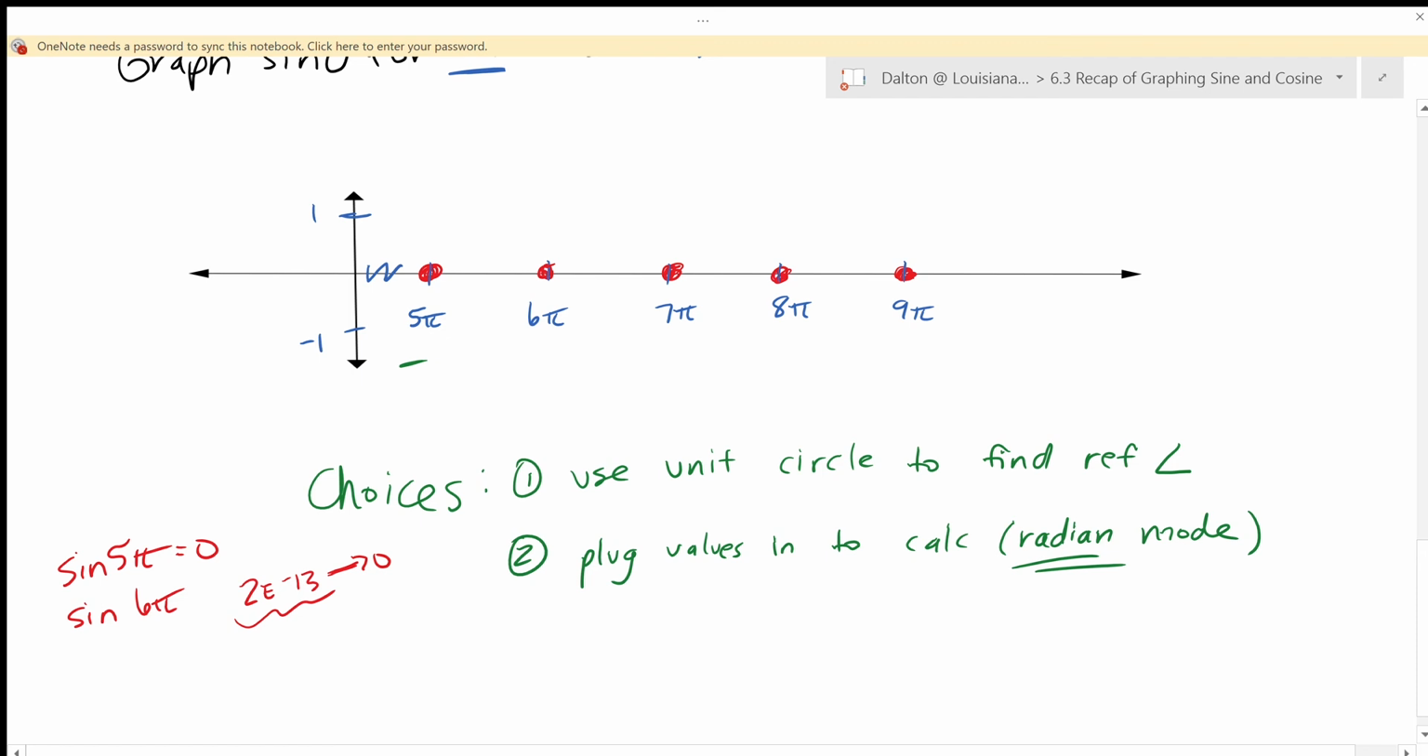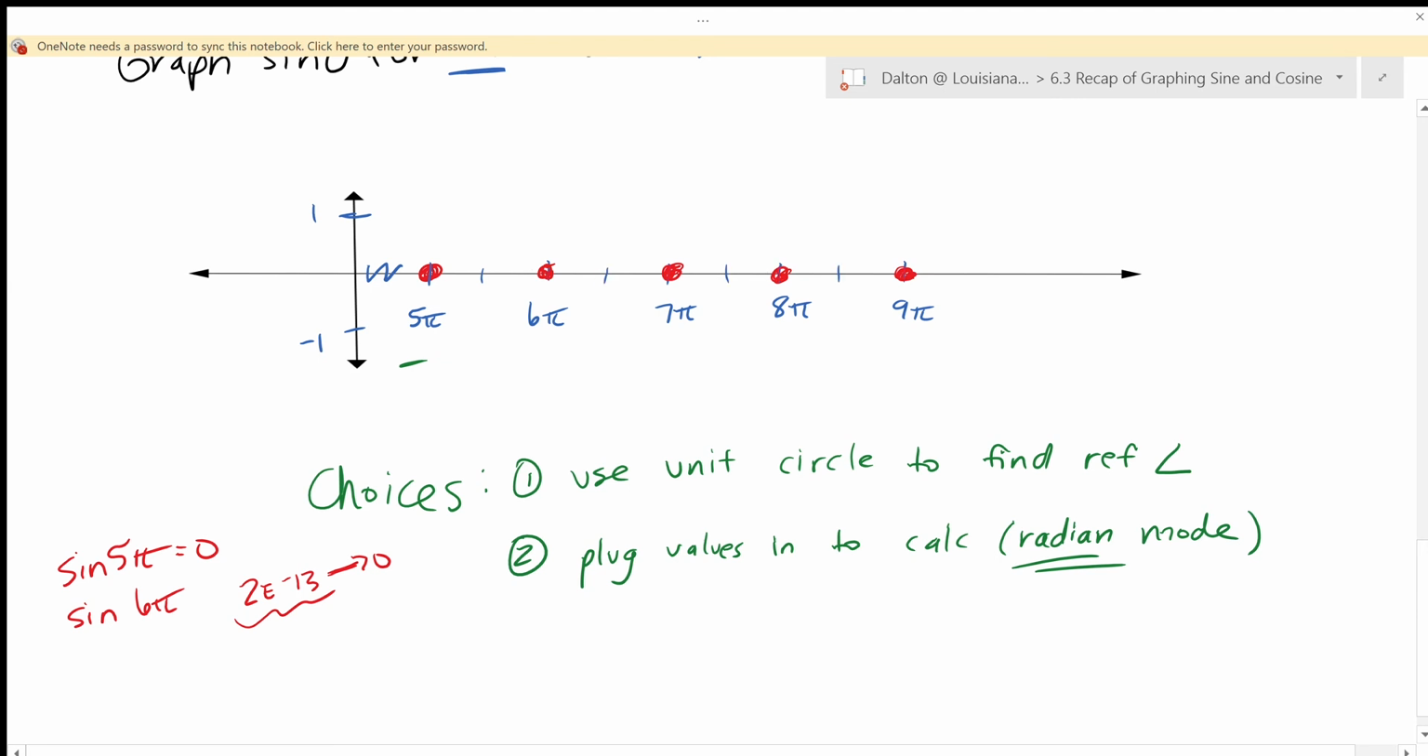The trick here is realize that all of my points are 0, so I need something else. I need points in the middle of these pis. So you can put your little tick mark. So you got to figure out what these are to be able to plug them into the calculator.